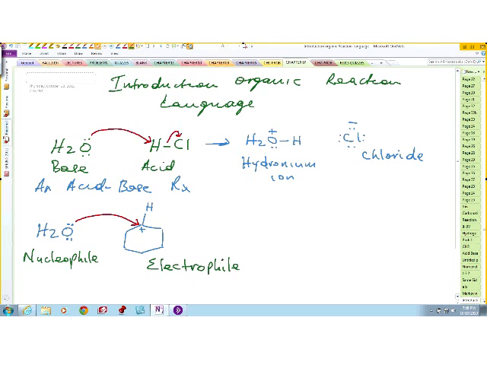This is very important because we are going to use this terminology all through organic chemistry. So what is a nucleophile? A nucleophile is any species that is capable of donating electrons so that you form a carbon-nucleophile bond. Essentially, nucleophile means nucleus lover, something that likes a positive charge. Any species that is attracted towards a positive charge we call a nucleophile. And the electrophile, we could refer to as electron lover, which is any species that is attracted to electrons.